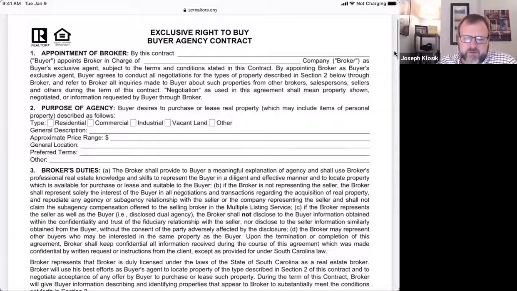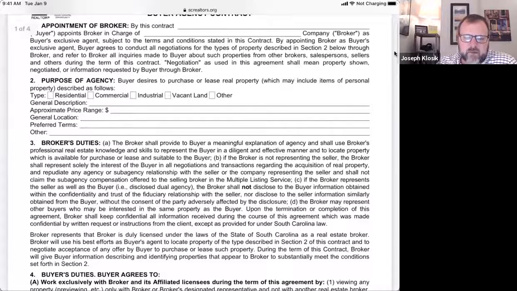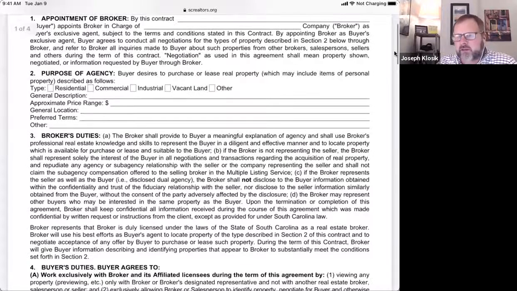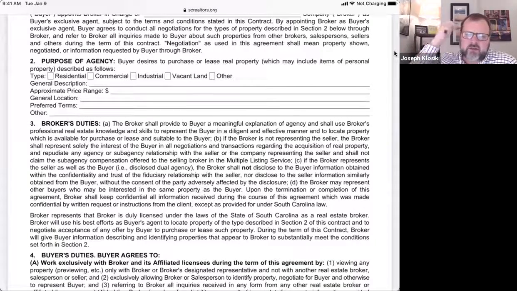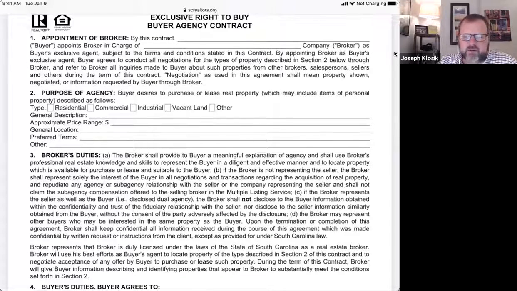Now, as far as the purpose of this agency, this is where you do want to start putting some guidelines in there. The question is you don't want to make this too specific where you're not covered, so to speak, if they do go to new construction or something out in your area. But then you also don't want to be so broad that they're locked in regardless of where they are in the state, so to speak. So from here, general description, I would put at that point single family, condo, townhome, whatever they're looking for, their price range, general location, and then for preferred terms and other, typically we don't see a whole lot put in there.